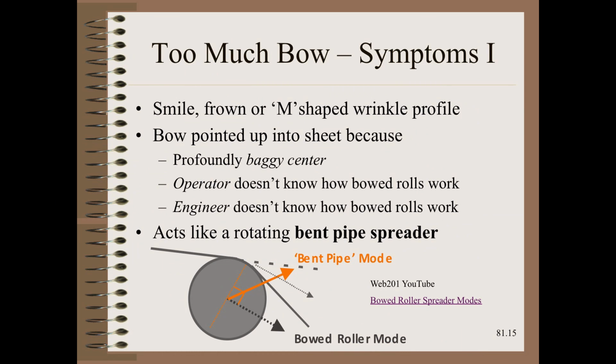There are many indicators that you have too much bow. A smile, frown, or M-shaped wrinkle profile is one. An easier indicator is if the spreader seems to operate better pointing into the sheet more than textbook along the path. What is likely here is that the spreader is acting in the bent pipe mode, operating in sliding, as opposed to the bowed roller mode, operating in nearly complete traction.